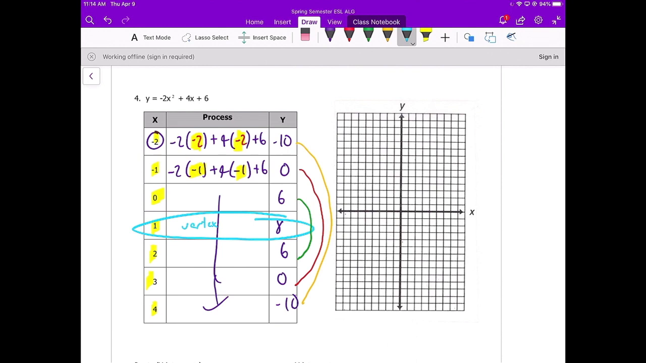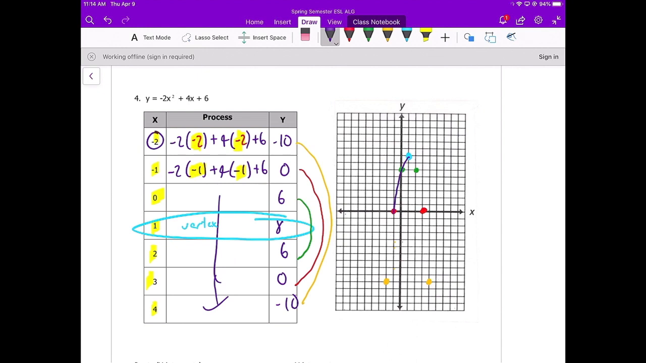So my vertex this time is right 1 and up 1, 2, 3, 4, 5, 6, 7, 8. Okay. Then my next 2 points on each side, I have 0 with 6, so here, and 2 with 6, so right 2 and up 6. Then my zeros are at negative 1 and positive 3. See, I did those in red again. And then negative 2 and down 10. 1, 2, 3, 4, 5, 6, 7, 8. And 4, so right 4 and down 10.